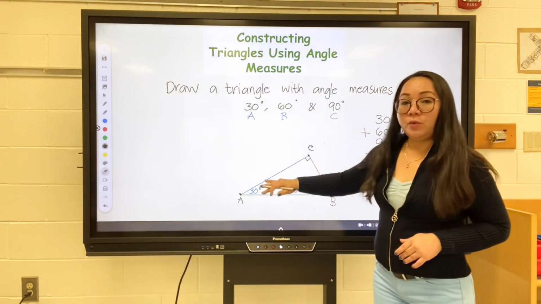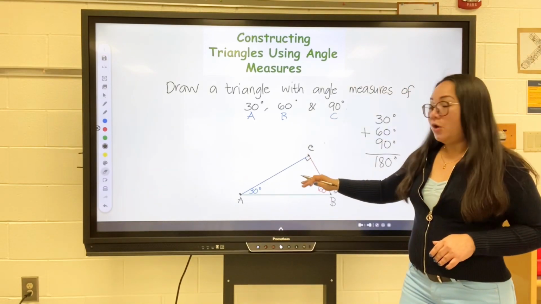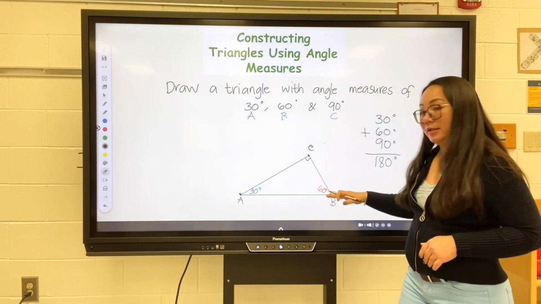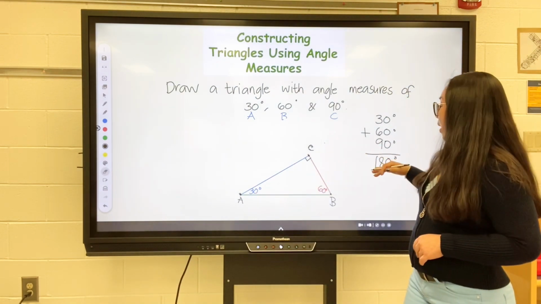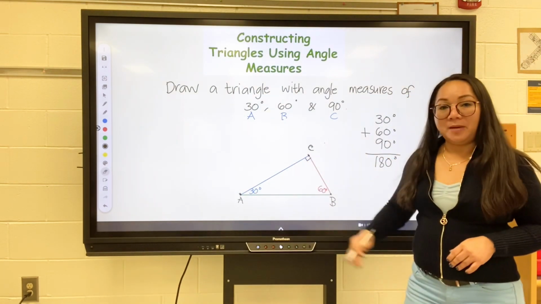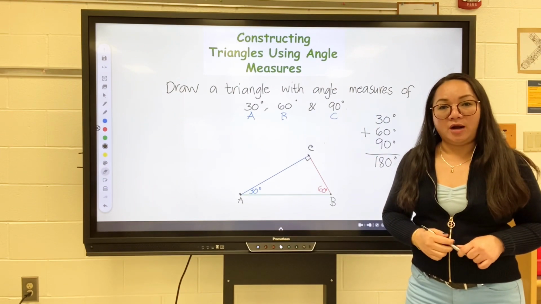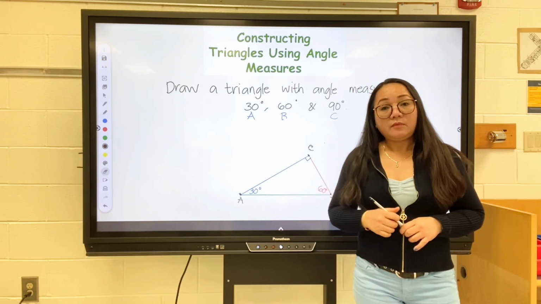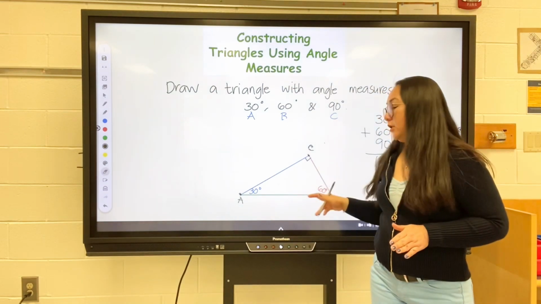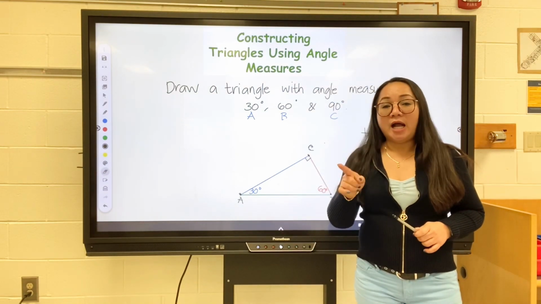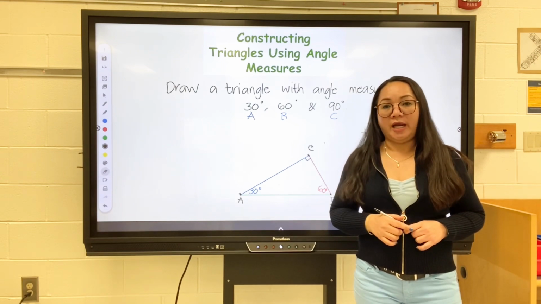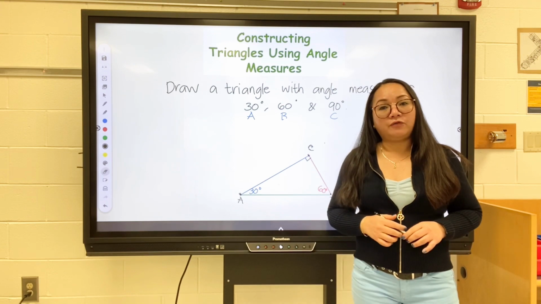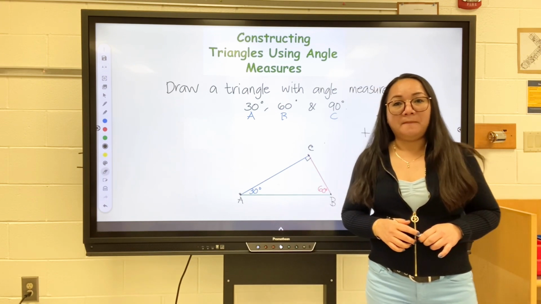So even though you will not measure this part, you know already that this is 90 degrees by adding the two angles and then subtracting it from 180, and you will get the measure of the third interior angle. Now, in case the sum of the three interior angles of a triangle is not exactly 180 degrees, therefore, you cannot draw a triangle out of the given angle measures.